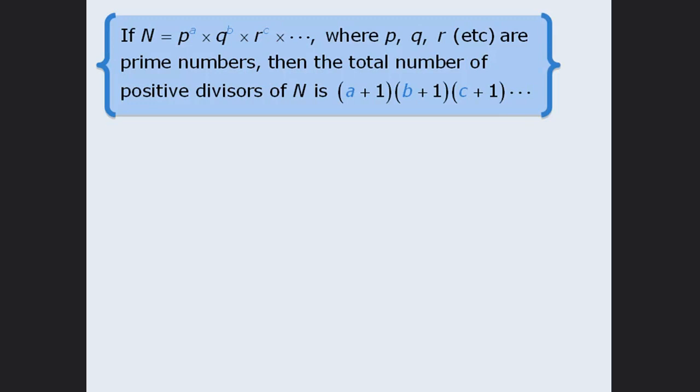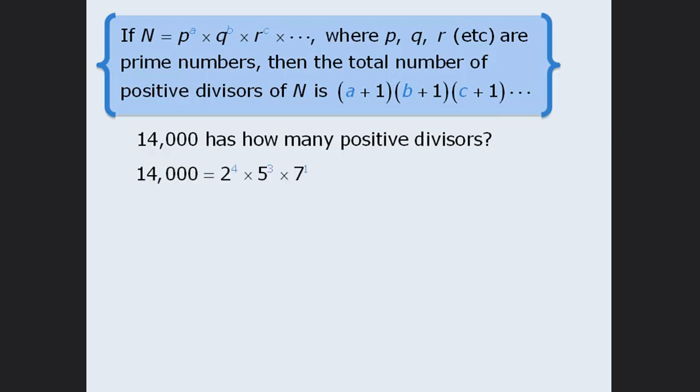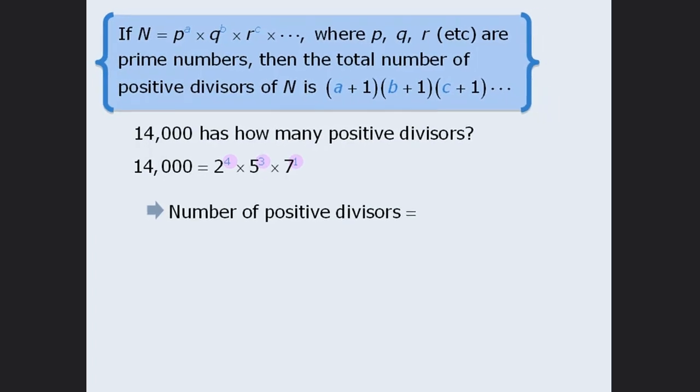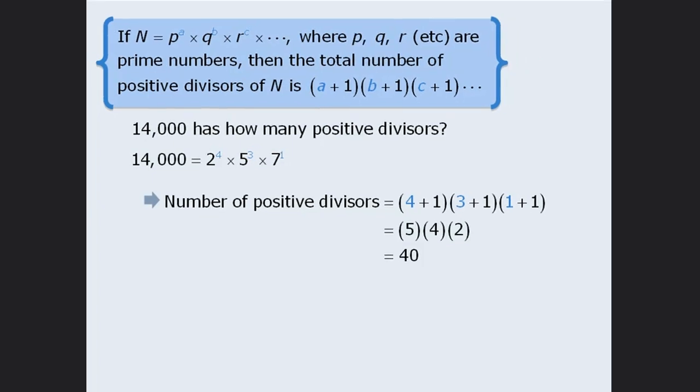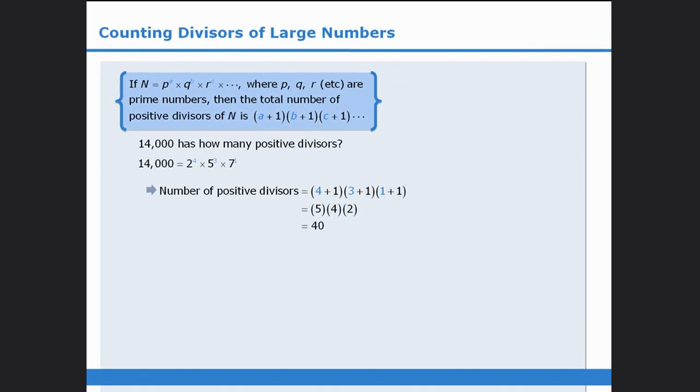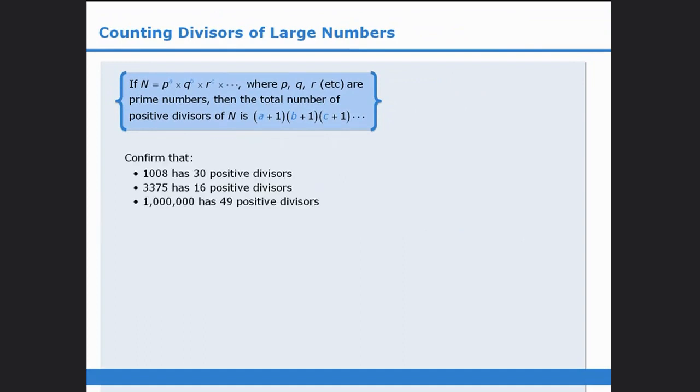So now let's apply this technique to find the number of positive divisors of 14,000. So first we will find the prime factorization of 14,000. And now to find the total number of positive divisors, we will take all of the exponents here and increase each of them by 1 before finding their product. When we evaluate this, we get 40, so 14,000 has 40 positive divisors. And that is how you calculate how many positive divisors a number has. If you wish to practice this technique, you can confirm the following.